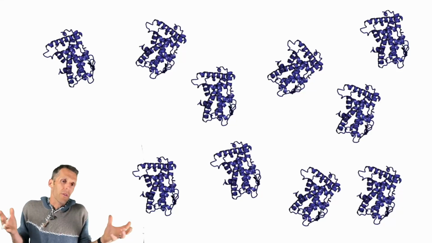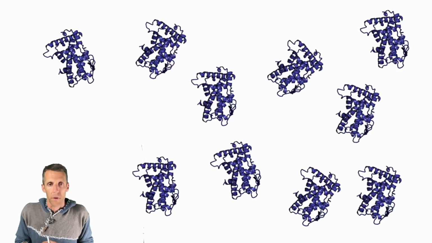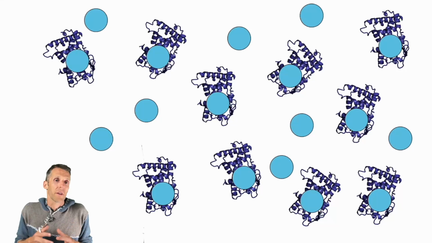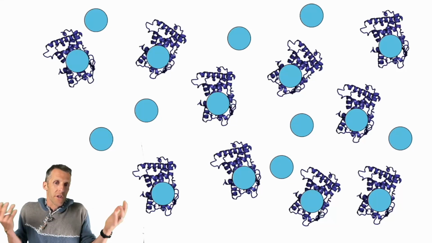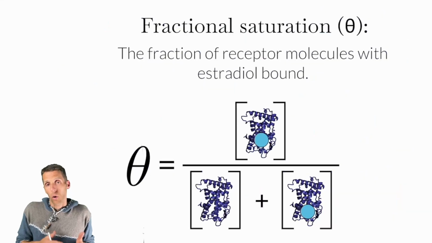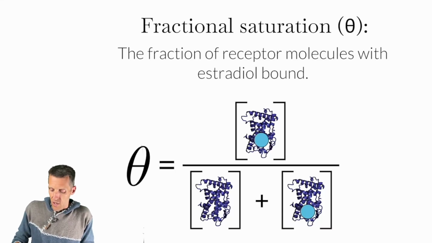So let's imagine a cell that has a bunch of different estrogen receptors. Those are the blue molecules floating around. And let's further imagine that we have a huge amount of estradiol. I'm drawing estradiol in this video as blue circles. And if there's so much estradiol around that every estrogen receptor has its own estradiol bound, we could characterize this using something called the fractional saturation, which is the fraction of receptor molecules that have an estradiol bound. So the concentration of receptor with estradiol over the concentration of receptor with estradiol plus everybody that doesn't have estradiol bound.